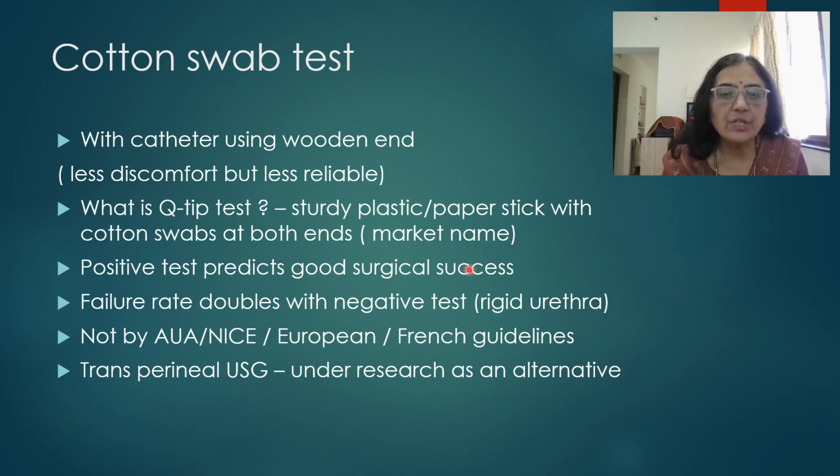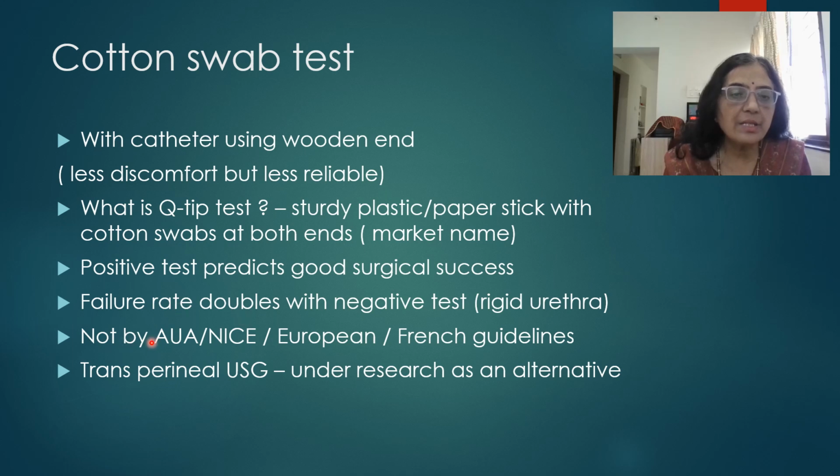A positive test predicts a good surgical outcome, with good surgical success of mid-urethral sling surgeries. The failure rate of the surgery doubles with a negative test. That means a negative test is indicative of a rigid urethra, and with a rigid urethra it is not that every case will fail, but the failure rate is double with a negative test as compared to a positive test. Though it doubles, the success rate is still quite high in spite of a rigid urethra, or in spite of absence of urethral hypermobility.